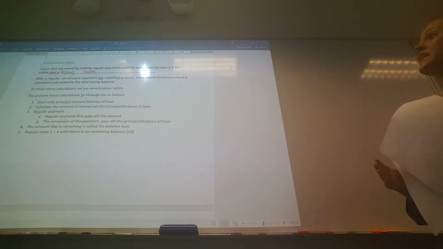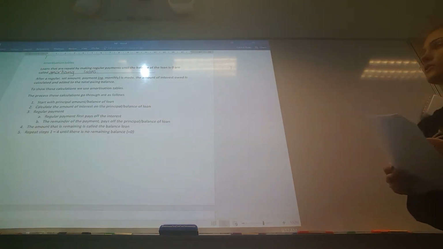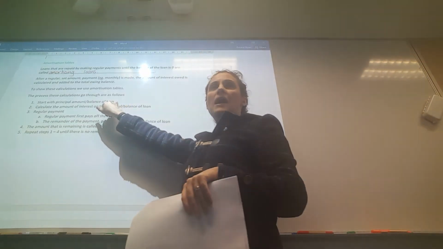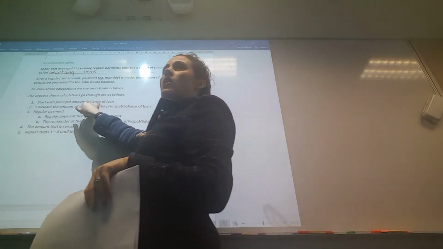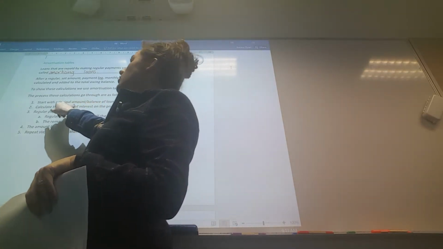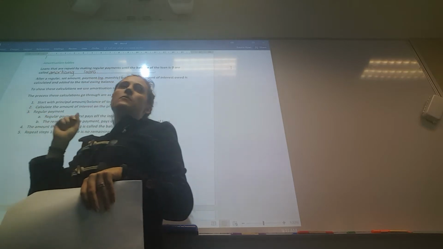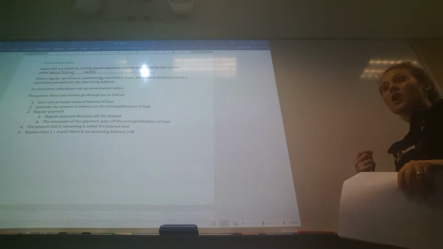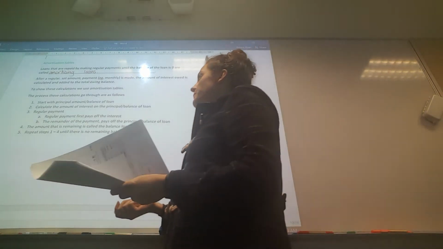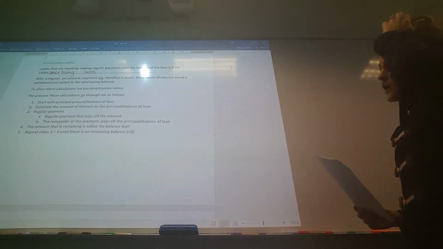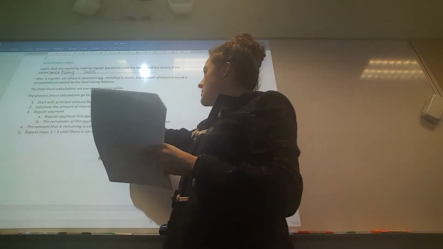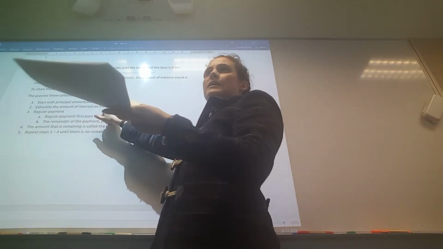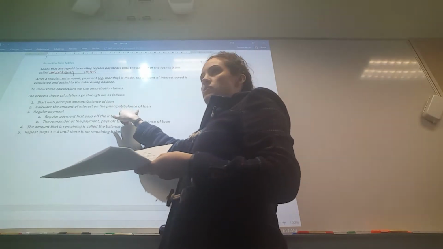Okay, so if we're looking at these tables, the first thing we need to do is start with the principal amount or the balance of the loan. The only time, girls, only time we use the principal amount is the first time we're calculating the interest. Every other time we're using the balance of the loan. We calculate the amount of interest on the principal or the balance of the loan. So the only time we calculate it on the principal is the first time we do it. Every other time we do it on the balance of the loan.